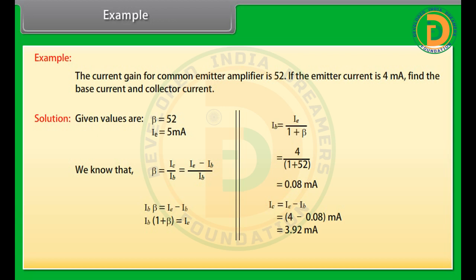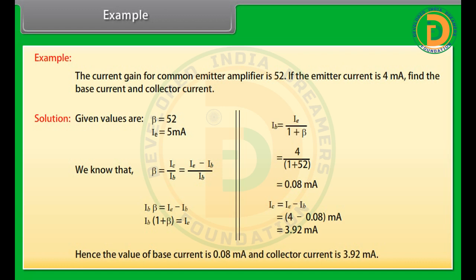Now putting the values in the expression and calculating, we get IC is equal to 3.92 mA. Hence the value of base current is 0.08 mA and collector current is 3.92 mA.